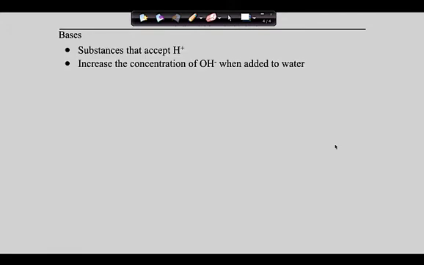Okay, so now guys, let's talk about bases. Here we go. When we talk about bases, we are talking about substances that accept protons. And when bases accept protons, this causes the concentration of OH to go up. I know that doesn't make sense, but it will in a minute. Now guys, what you're going to find out is there's actually two types of bases.